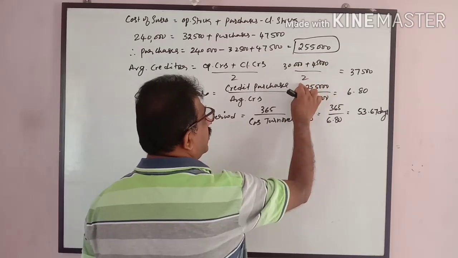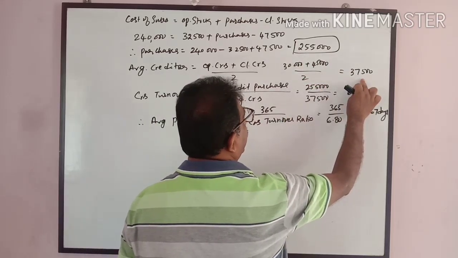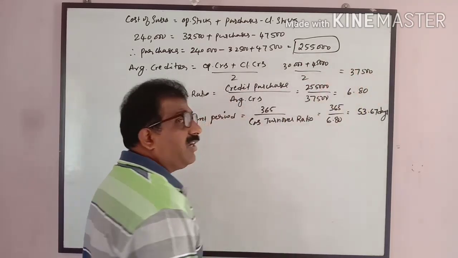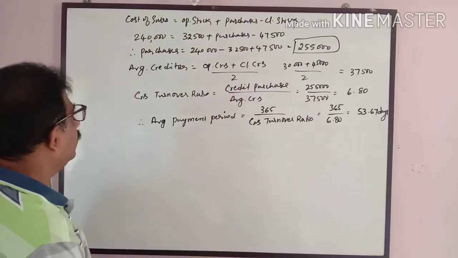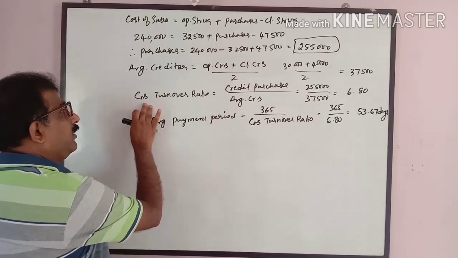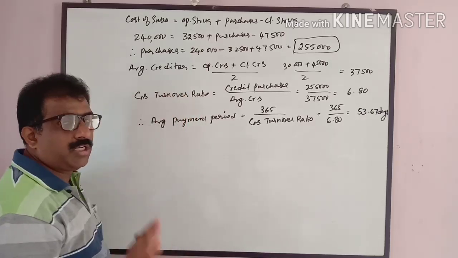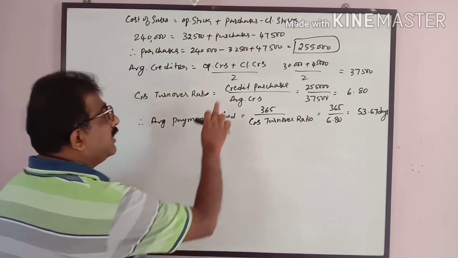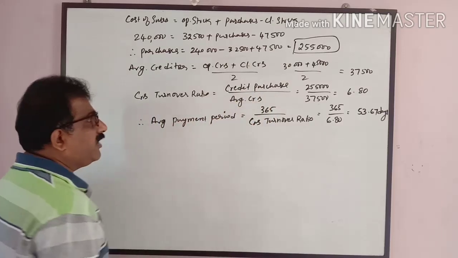30,000 plus 45,000 divided by 2 comes to 37,500. That is called the average creditors. Now we can calculate the creditors turnover ratio. The creditors turnover ratio formula is credit purchases divided by average creditors.